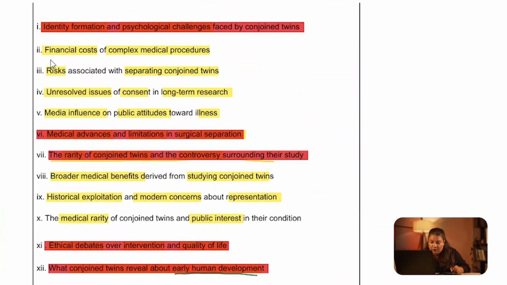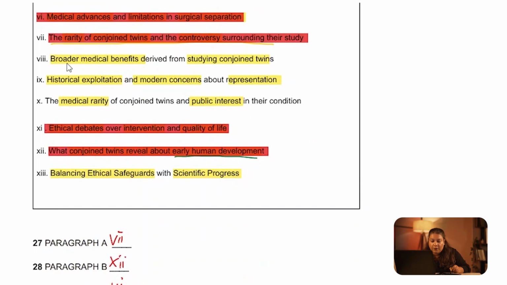Financial cost, no. Risks associated, no. Unresolved issues, long-term research, not really. It is not discussing any issues. We don't have anything talking about media influence. So let's move to the later part. Broader medical benefits. It did talk about how it is helping a wider medical community. The benefits are serving the wider medical community when they study conjoined twins. So we'll keep option 8.